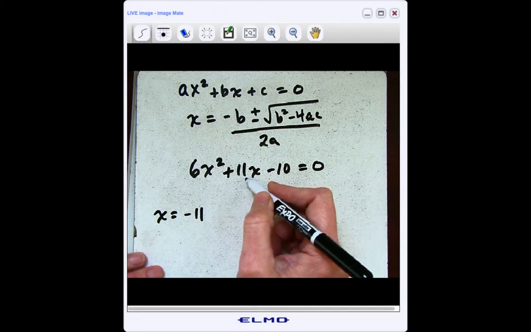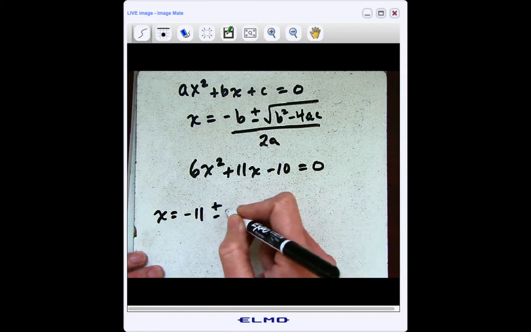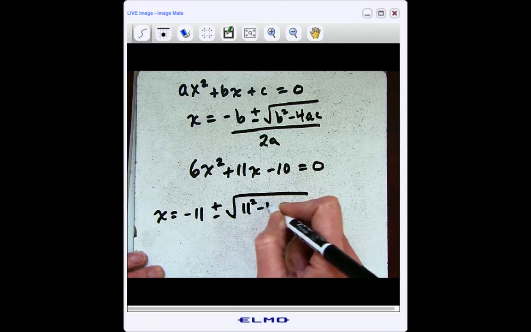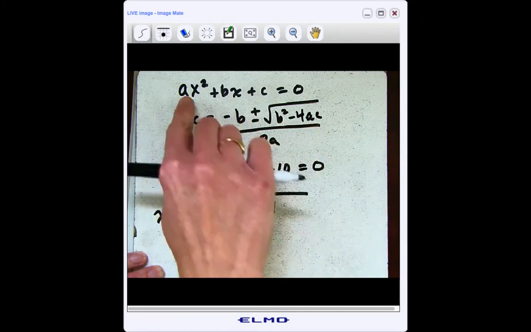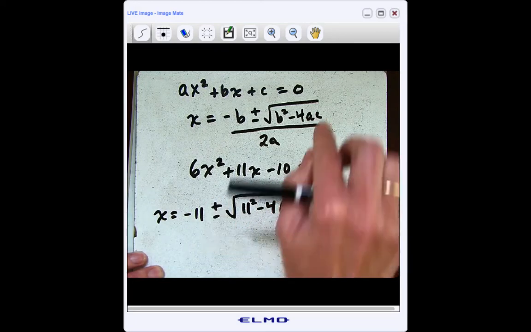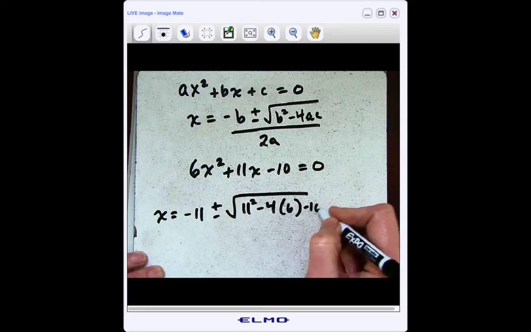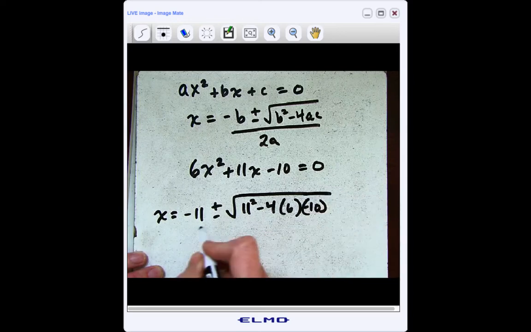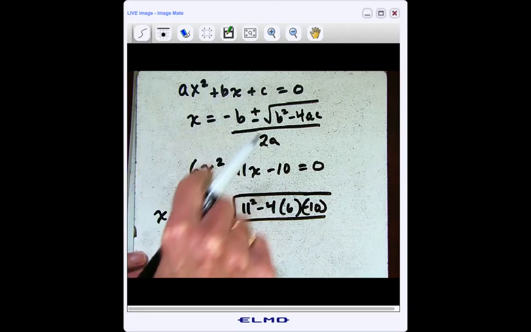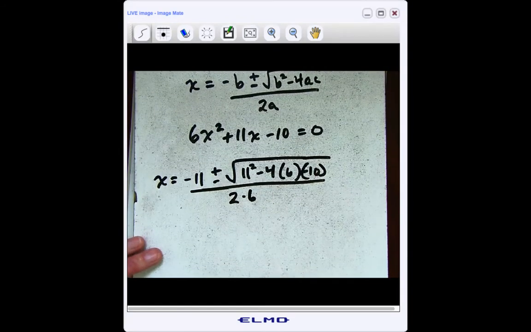If this b value were negative, it would then be positive, plus or minus the square root of b squared. So I'm going to do 11 squared minus 4 times a. My a value is 6, times c. My c value is negative 10. Divided by 2a. A was 6. And then you just simplify.